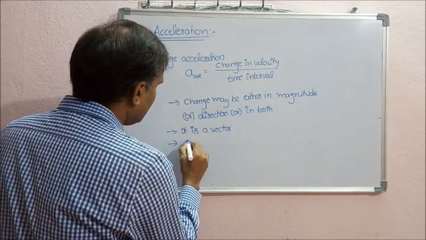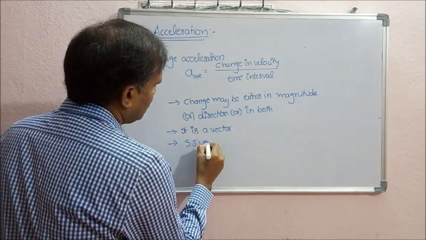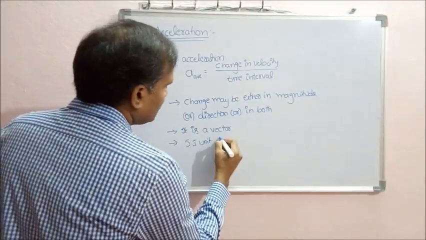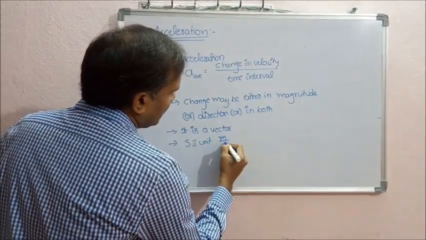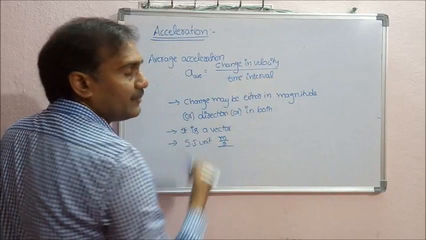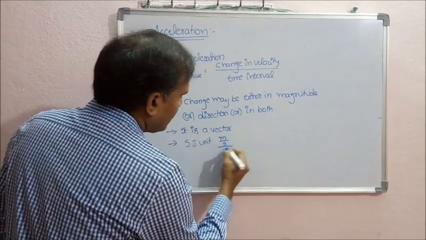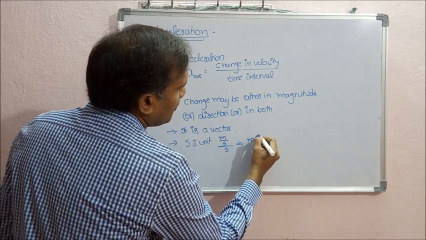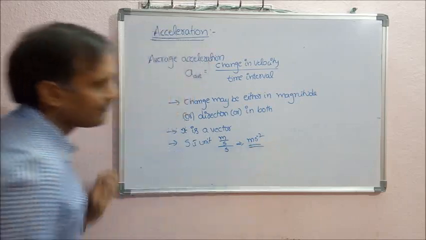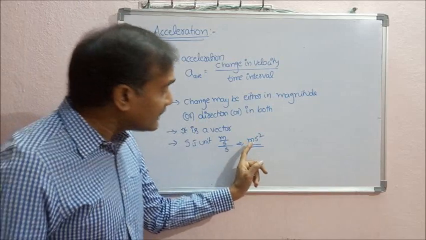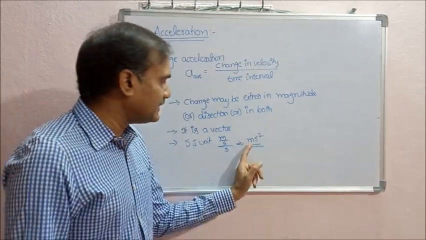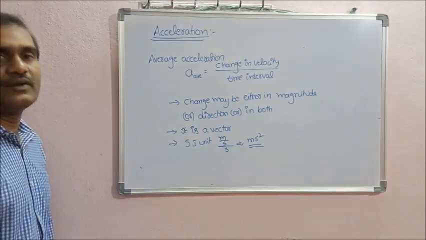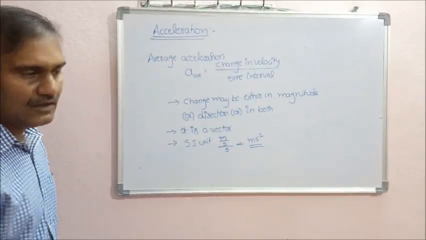What is its SI unit? What is the SI unit of velocity? Meter per second. The SI unit of time interval is second. Therefore, it becomes meter second power minus 2, that is meter per second square. This is the SI unit of acceleration.